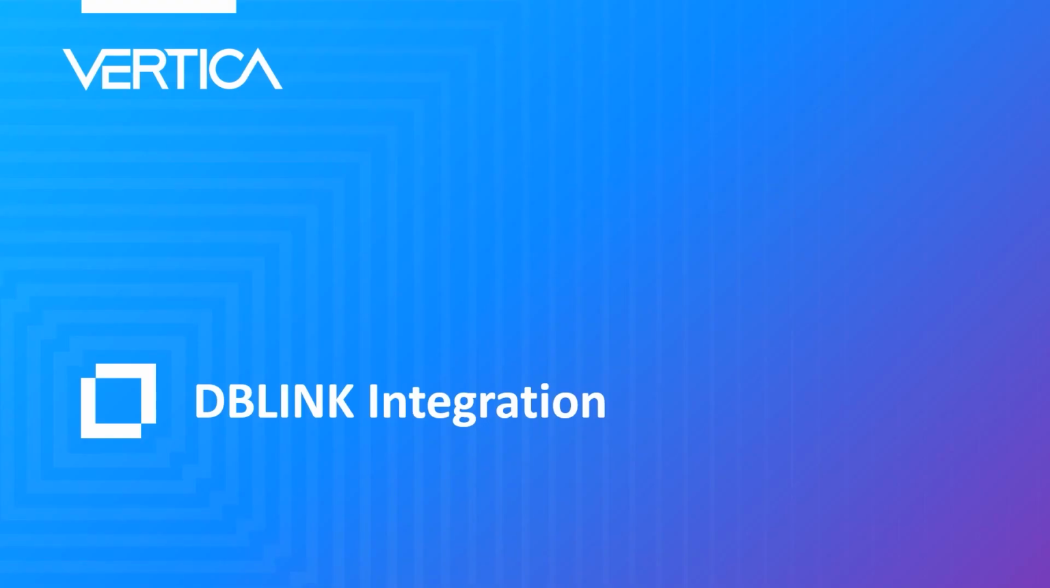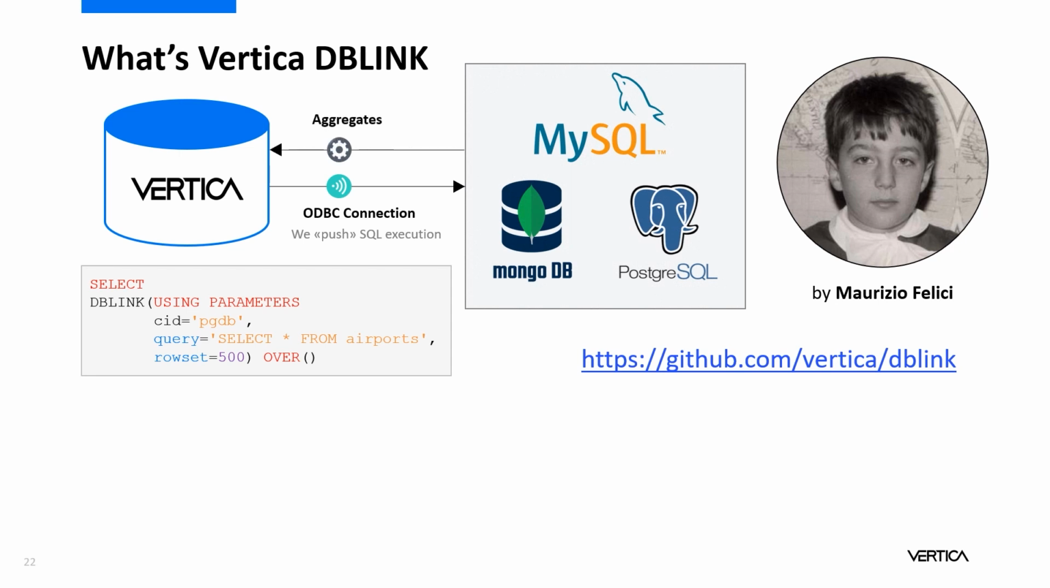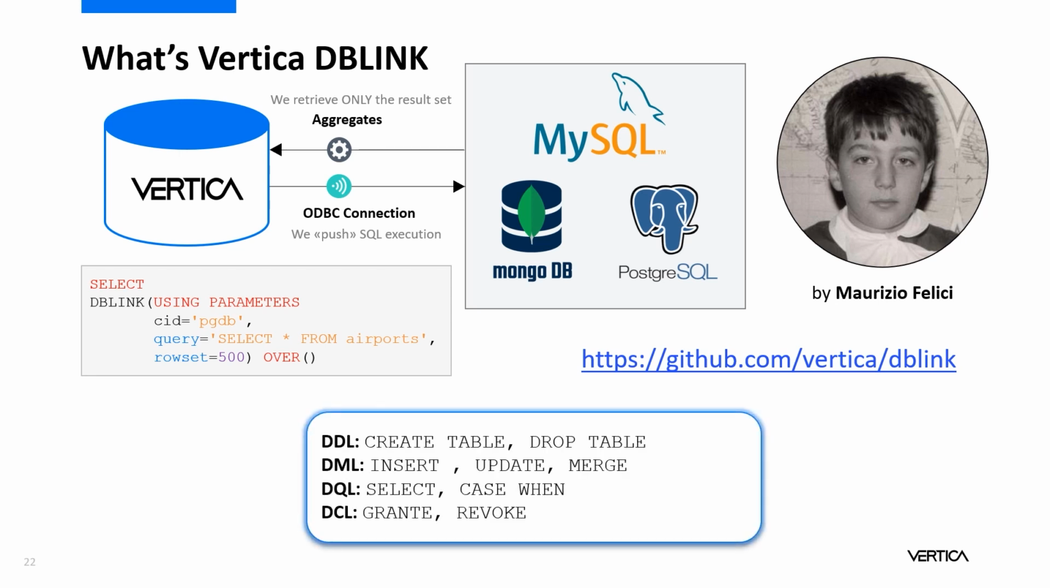Thank you, Badr. Continuing the topic of reducing TCO, I will talk about DB-Link, which is another amazing feature of Vertica. DB-Link is a user-defined extension coded by one of the most talented pre-sales we have. It uses an ODBC connection and pushes the SQL execution to the target database. We only retrieve the result set and use it in our Vertica query. It can push any DDL, DML, DQL, or DSL statement to the target database.